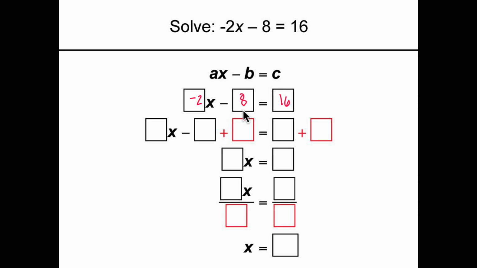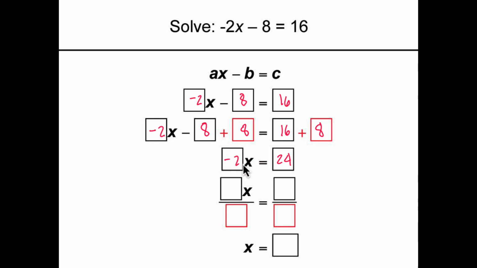We want to get rid of this minus 8, so we'll be adding 8 to both sides of the equation. So we get negative 2x minus 8 plus 8 equals 16 plus 8. As you can see, we've added 8 to both sides of the equation. Simplifying, we get negative 2x equals 16 plus 8, 24.